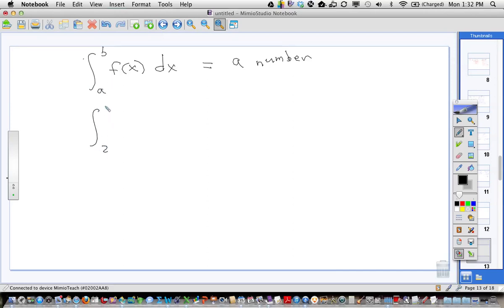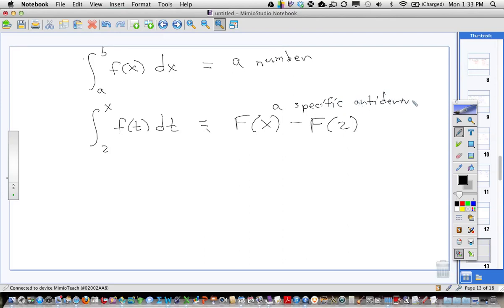Then we went into problems like this. What's the answer to that? A function. Now, it's an antiderivative, so it'd be like, say, big F. But would you know the C? Yes, because of the 2. So it'd be like big F of x minus big F of 2. It's a specific antiderivative where we know the C value. It's a specific antiderivative when we do an area function.